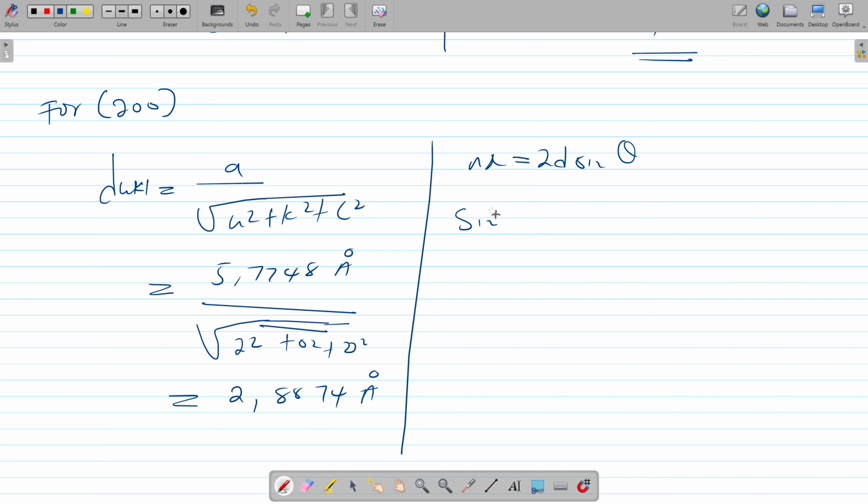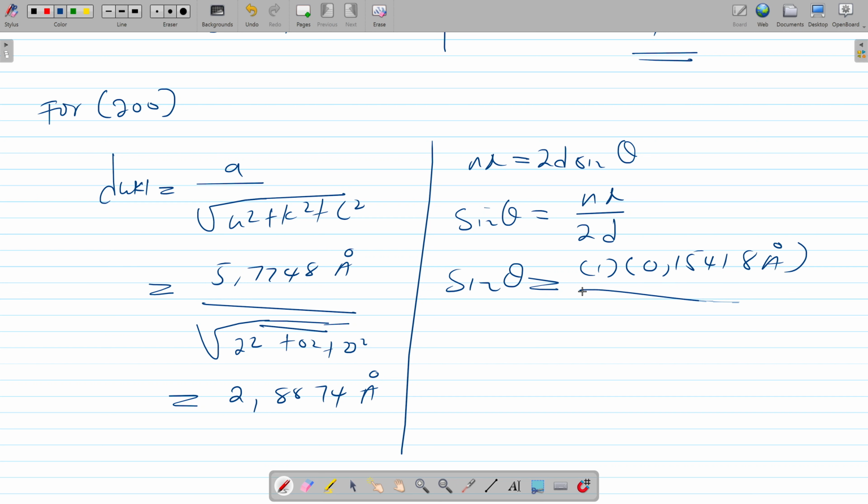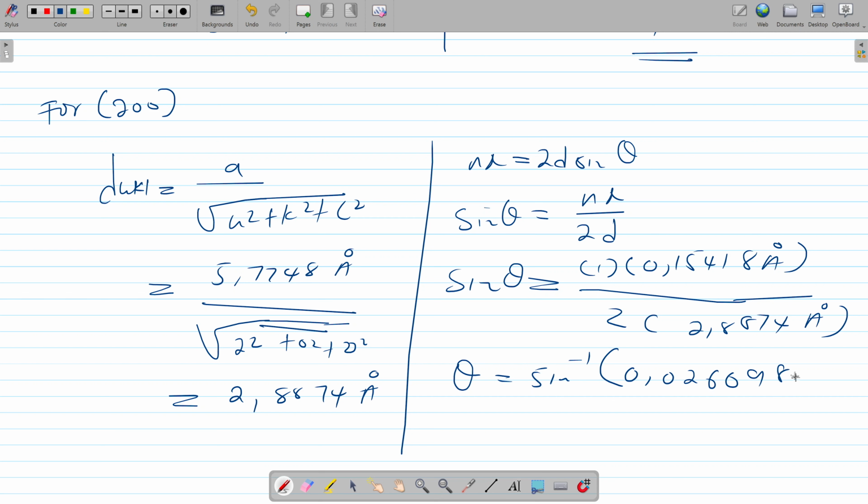And we're gonna calculate our 2 theta with the following: 2d sine of theta, and then I'm gonna say the sine of theta is going to be lambda divided by 2d, right? And in here we are going to have the following: sine of theta is 0.15418 angstrom divided by 2 times 2.8874 angstrom, like this, right? And then from there we're gonna have theta is equal to the arc sine of the following. Let me punch this one into a calculator. We're gonna get 0.02668, like this.